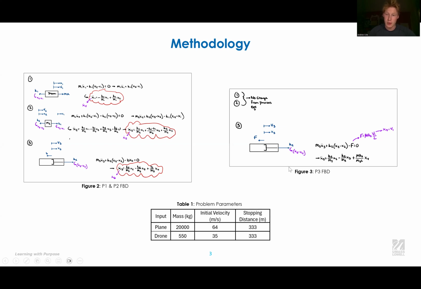Figure 3 represents the AAG system, which is defined a little bit differently. This one uses a force value in a different set of equations than part 1 and part 2. Table 1 just shows some problem parameters. The plane has a mass of 20,000 kilograms and is hitting the aircraft carrier at 64 meters per second. The UAV has a mass of 550 kilograms and hits the aircraft carrier at 35 meters per second. For both of these, it is intended to stop within 333 meters.